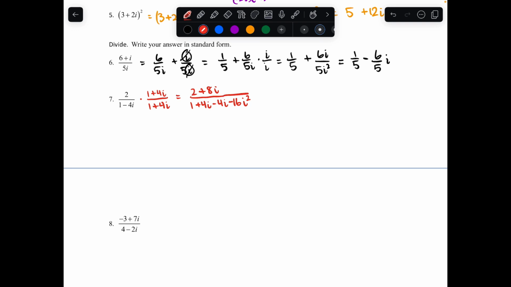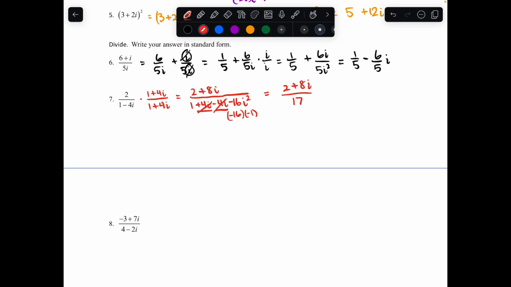So, what do we see? So this is a negative 16 times i squared. That's going to be a negative 1. And we have a positive 4i and a minus 4i. So those two are going to cancel each other out. So we're left with 2 plus 8i divided by 1 plus 16, which is 17.